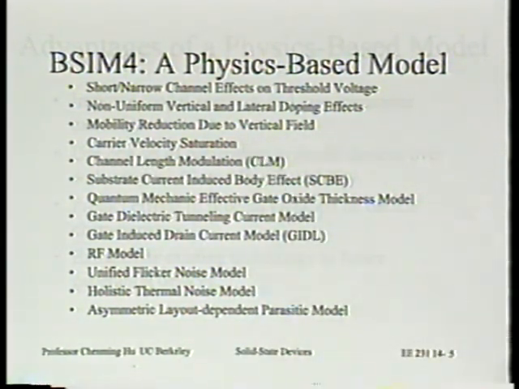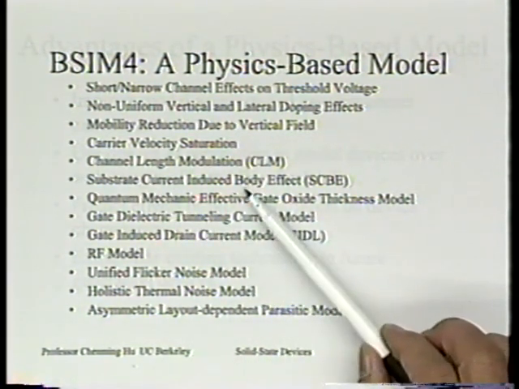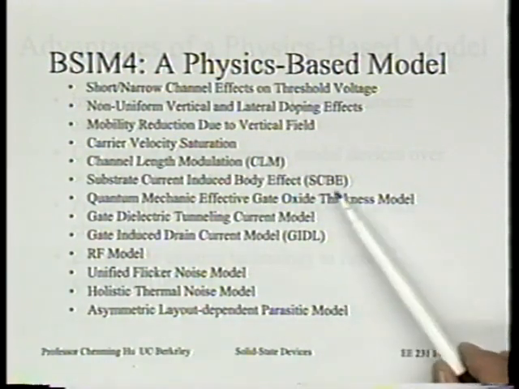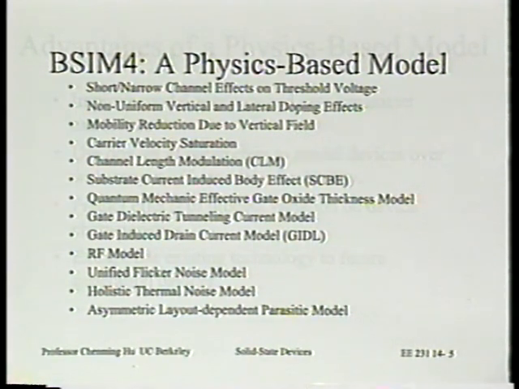The mobility reduction due to vertical field, is that right? Okay. Just think about that. If you don't know the physics, how would you think about how to describe the mobility? Remember what the universal mobility model did. It consolidated so many different variations into one thing that you can deal with, right? VT, VG, oxide thickness. If you didn't know that, how are you going to model this as a function of body bias, as a function of VT? How do you do that? Carrier velocity saturation effects, channel length modulation, substrate current induced body effect, we haven't talked about that. Quantum mechanical effective gate oxide thickness model, we talked a little bit about that, right? Earlier part of the course.